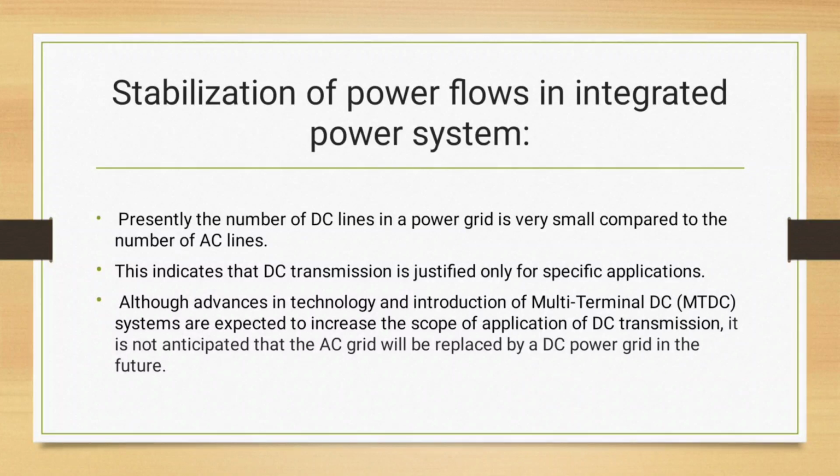Presently, the number of DC lines in a power grid is very small compared to the number of AC lines. This indicates that DC transmission is justified only for specific applications. Although advances in technology and the introduction of multi-terminal DC systems are expected to increase the scope of application of DC transmission, it is not anticipated that the AC grid will be replaced by a DC power grid in the future.